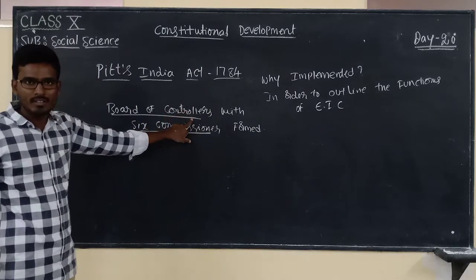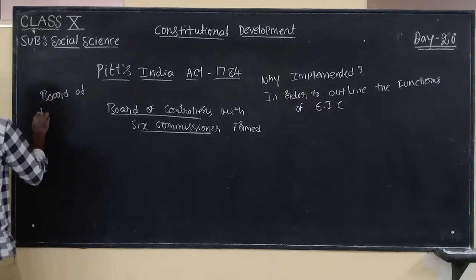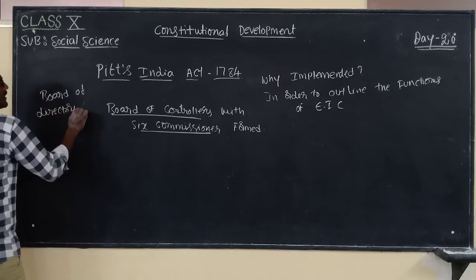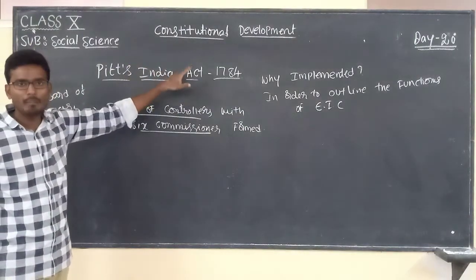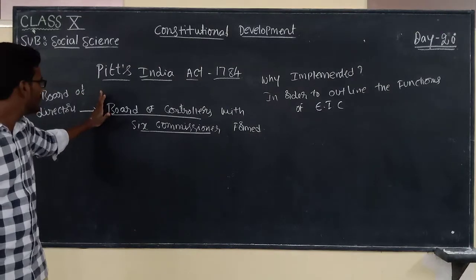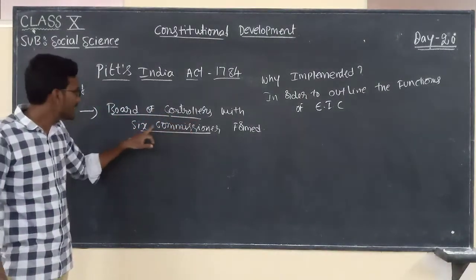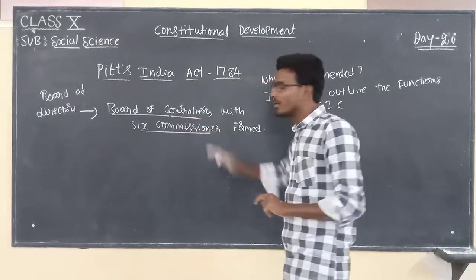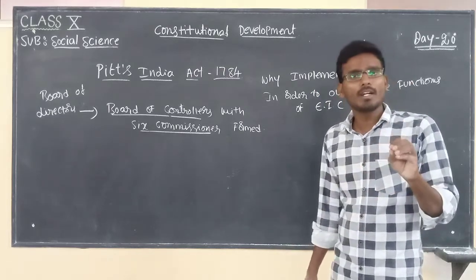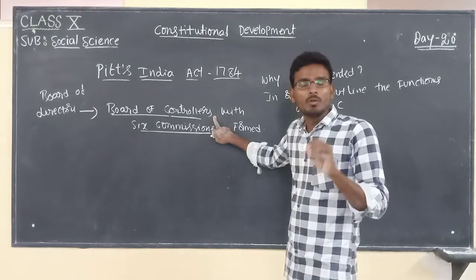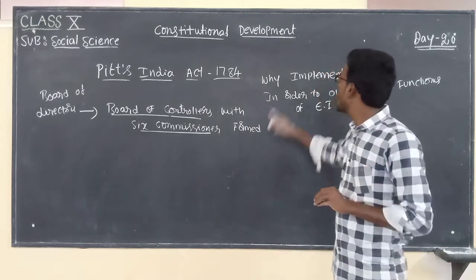This Board of Controllers replaced the Board of Directors. Initially, before the implementation of Pitt's India Act, the Board of Directors was there. But after the implementation of Pitt's India Act, the Board of Controllers replaced the Board of Directors. In the Board of Controllers, how many commissioners are there? There are 6 commissioners. This board has the power to control land tax, and more importantly, they are the responsible persons to take any kind of decisions like military and civil affairs over the presidencies.